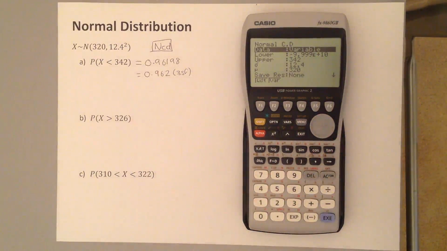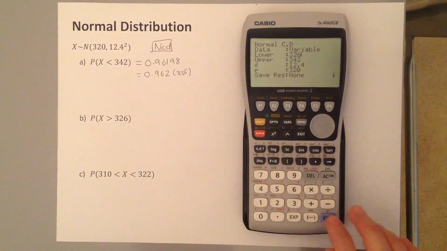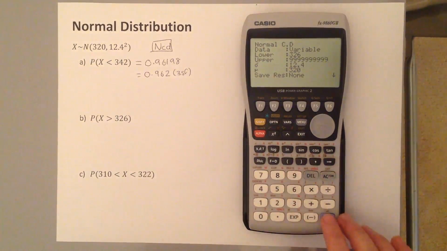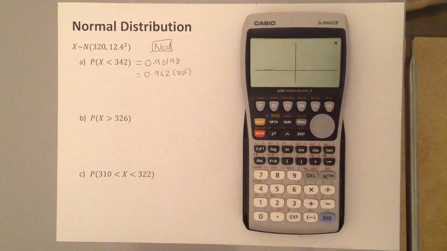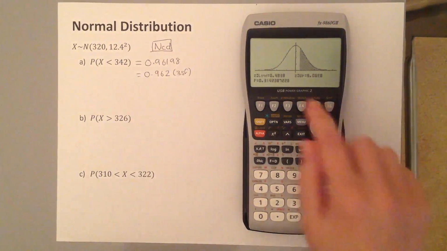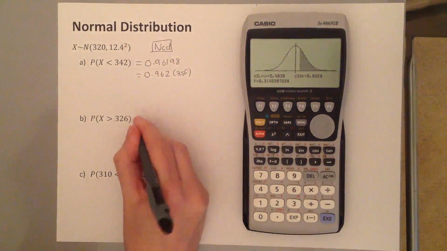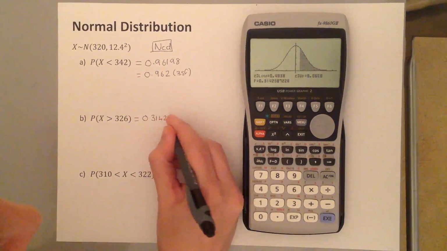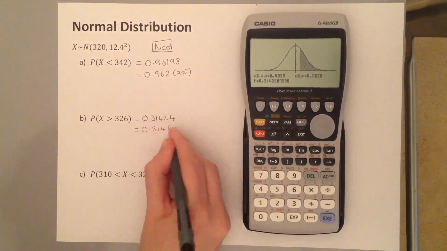In the next question, I want that x is greater than 326. So in this case, my lower bound will be 326 and my upper bound is infinity. So again, I'm just going to put a big number in for my upper bound. My standard deviation and mean haven't changed, so I don't need to change these. If I go down, again select draw, I can see the diagram. It's also worked out the Z value for me. And at the bottom, the bit that I need is the probability, which is 0.31424. And again, if I round it to 3 significant figures, I get 0.314.